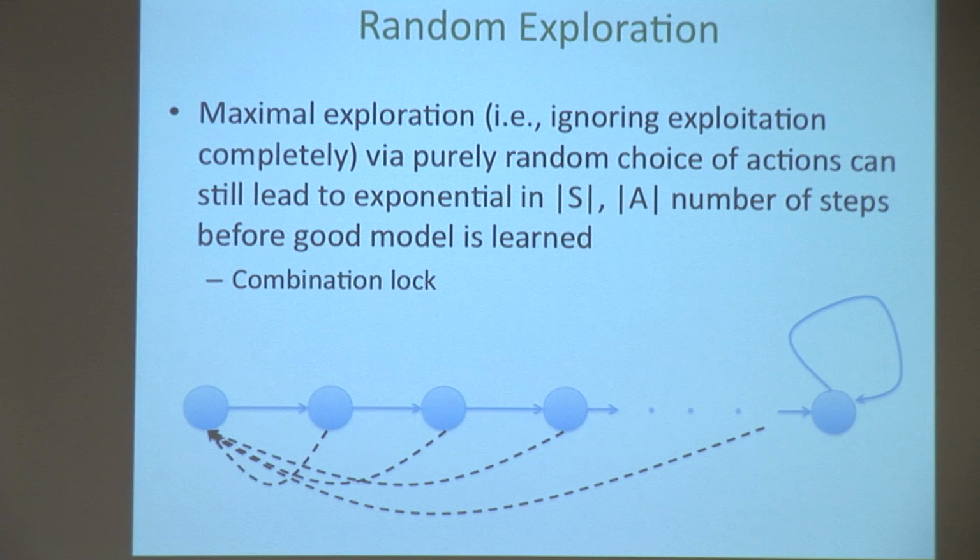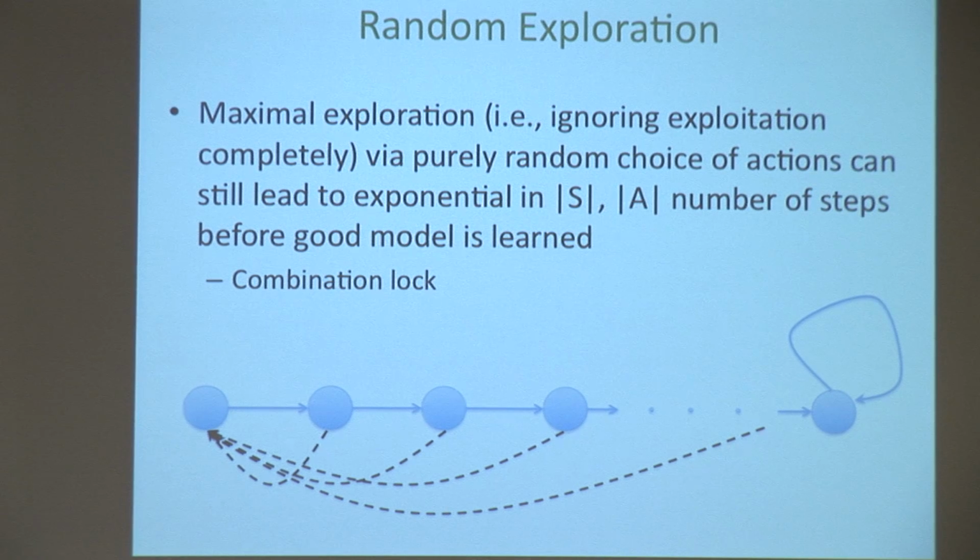So if you do any sort of random exploration, you'll have very little likelihood to get to the end. You start here, you take what looks like the good action, the solid action. At some point, you'll do an exploration action, and you're right back. So the number of time steps needed in order to visit this state is exponential in the number of states. So you will not learn a good model very efficiently.